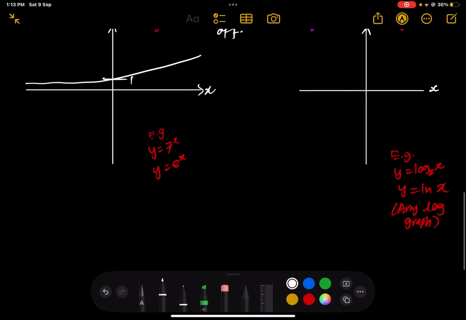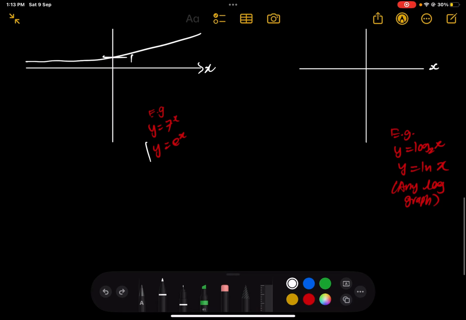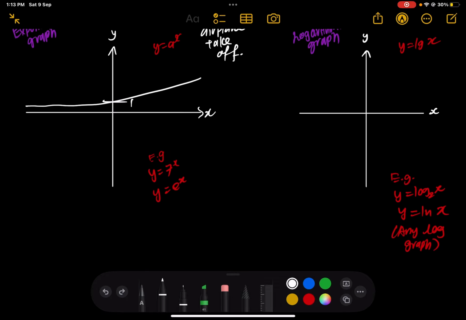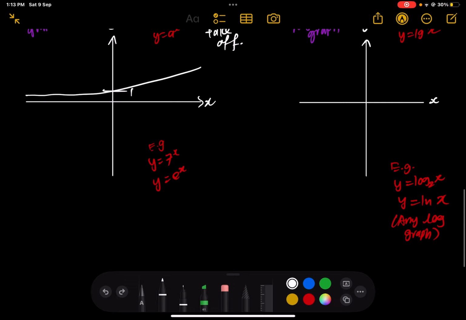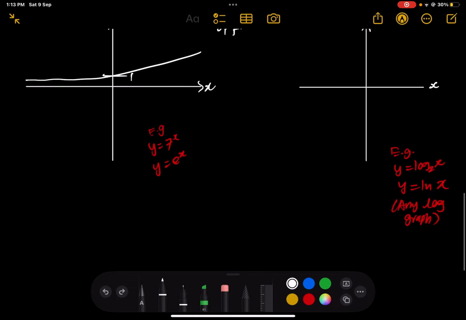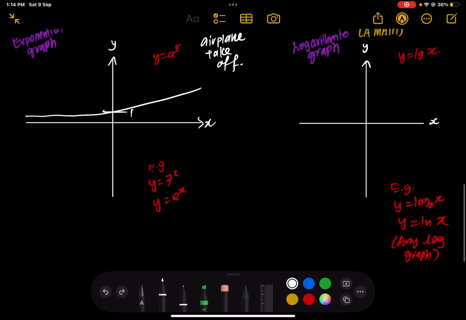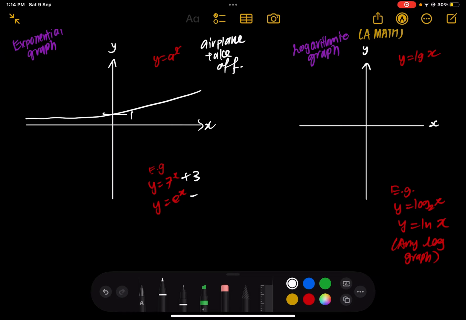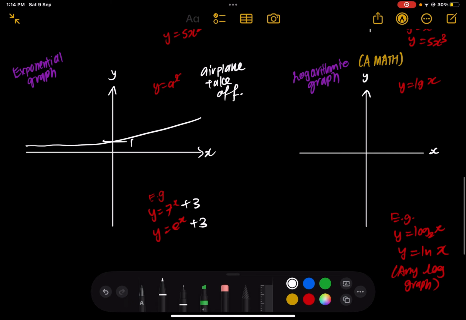Why? I'm going to use this example. If I want to find my y-intercept, I must sub x equals 0, correct? You see here, if I sub x equals to 0, it'll be 7 power 0, e power 0, 1268 power 0. Anything power 0 is always 1. Hence, you'll always cut the y-axis at 1 unless it has a plus. So if I have a plus 3, the graph will go up 3 times. Hence, they'll cut the axis at 2.